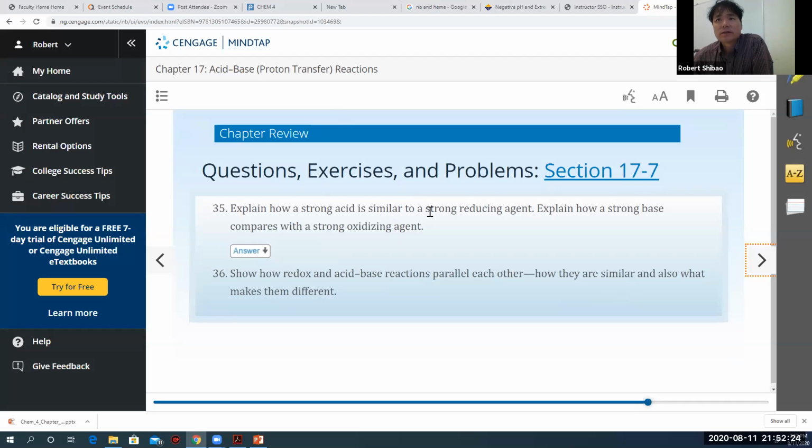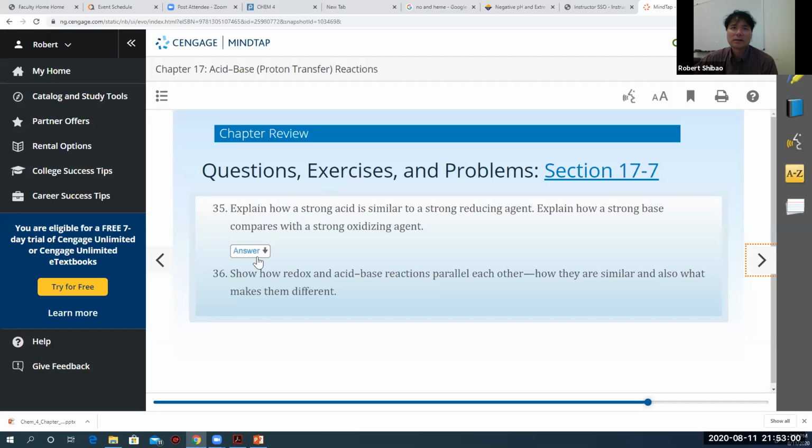Explain how a strong acid is similar to a strong reducing agent. Well, a strong acid, actually, a base would be a better comparison. A strong base wants an H plus, and so a strong base will go and take an H plus off an acid. A strong reducing agent wants electrons, so it'll take electrons from the oxidizing agent.